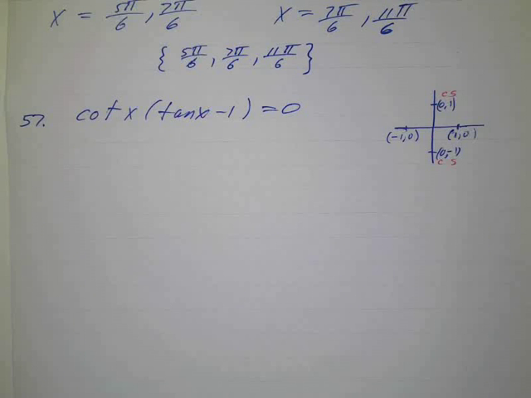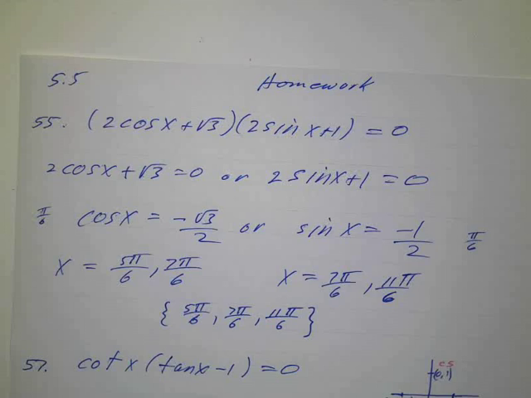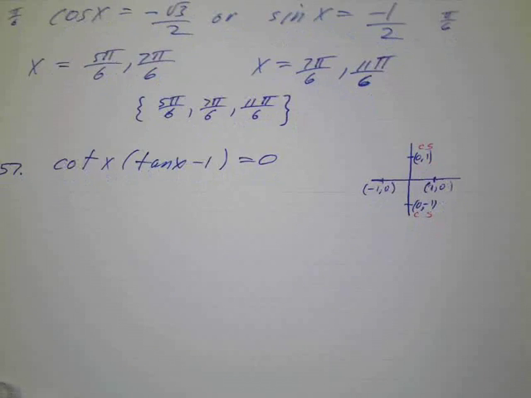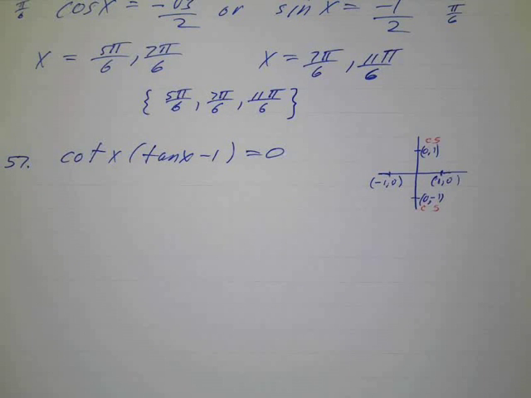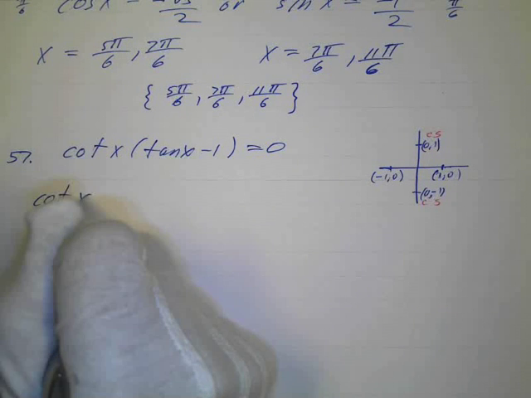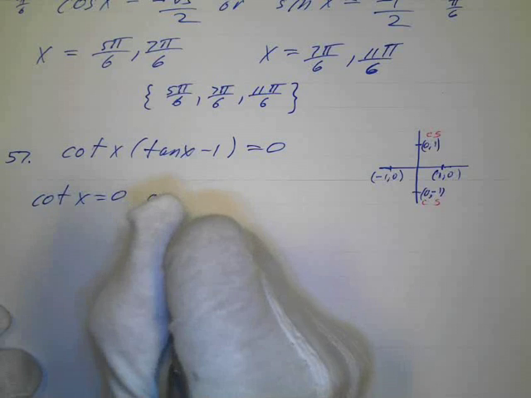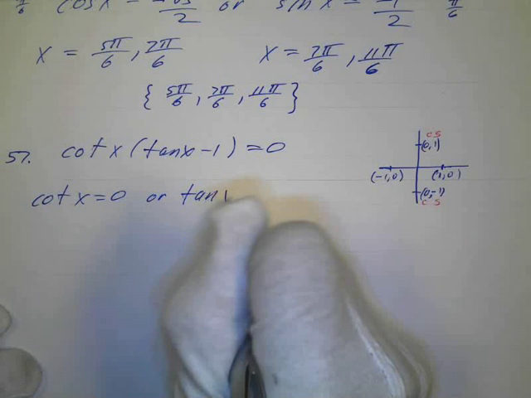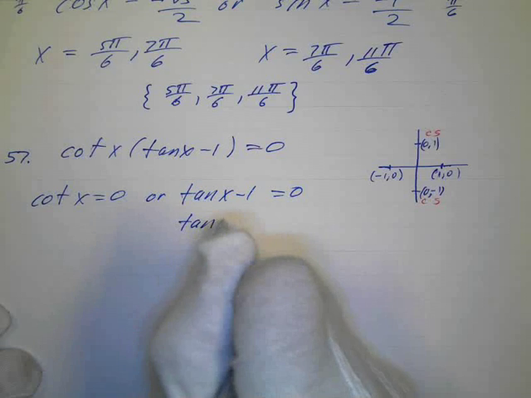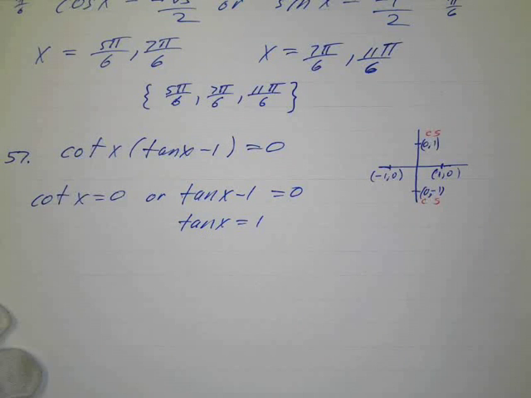Okay, this is some more of section 5.5 homework, and this is number 57 of these trig equations. We already have this in factored form, so we know that you just set each factor equal to 0: the cotangent of x equals 0, or the tangent of x minus 1 equals 0, which tells me the tangent of x can equal 1.